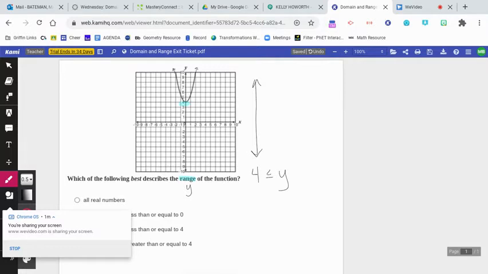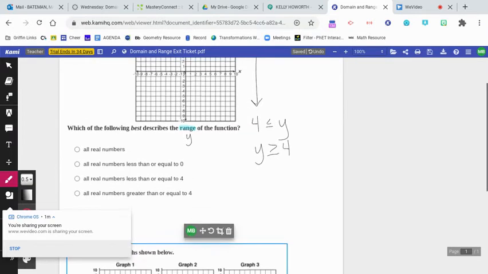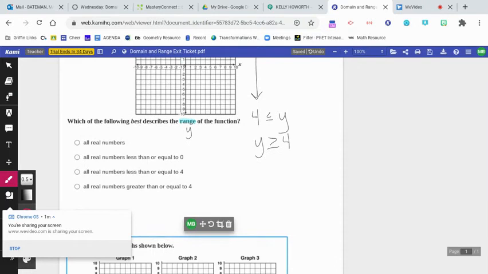So I can also rewrite this backwards. Instead of 4 is less than or equal to y, I can say y is greater than or equal to 4. So if you exchange the order, you also have to flip that inequality sign so it says the same thing. I did not change anything there. I just wrote it in a different way. So in other words, our range is all real numbers greater than or equal to 4. So that's going to be this last option here.